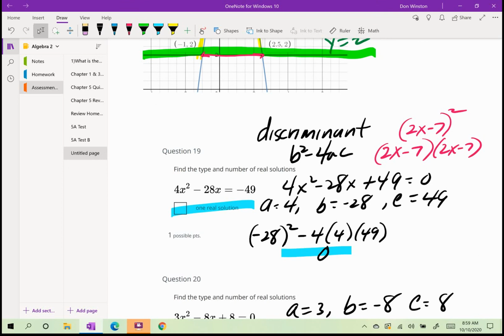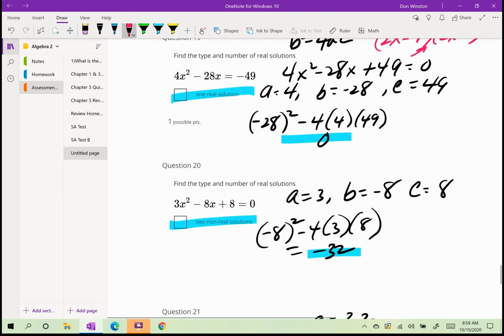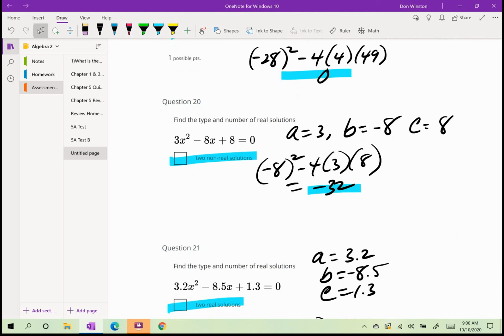And here, the number and type of real solution. So remember the discriminant is b squared minus 4ac. Here the discriminant is 0, so we just have a perfect square trinomial. In fact, I could factor 4x squared minus 28x plus 49, and that factors 2x minus 7 times 2x minus 7. So I only really have one 0, and that's 7 halves. So it's a perfect square trinomial. So one real solution. The next one, 3x squared minus 8x plus 8, use the discriminant, and we get negative 32.